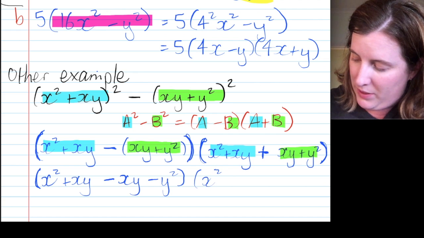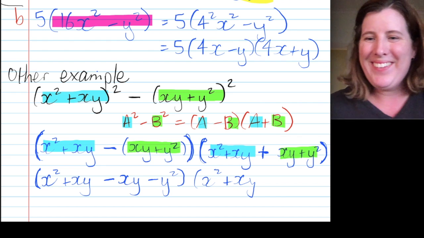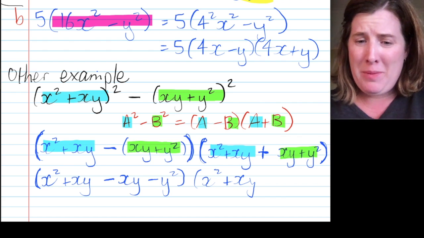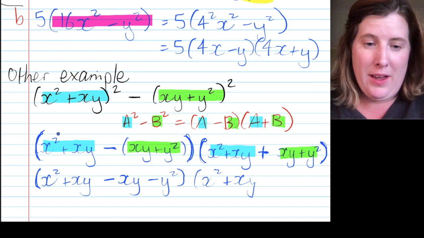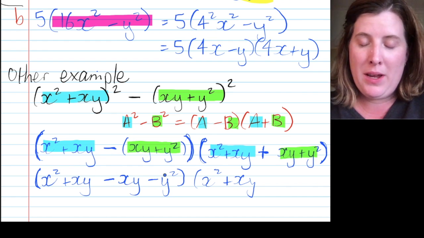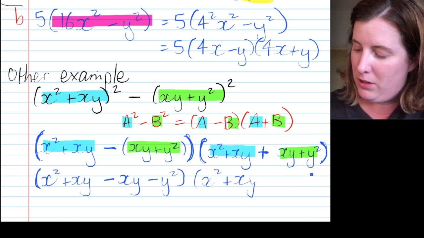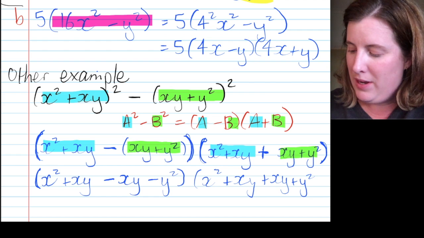x squared plus xy. Why is that coming up so? Okay, got you back. So what we were talking about, we had this one the same. We're subtracting this thing, so these both become minus. This one's all the same, so I'm just going to rewrite it. Plus xy plus y squared.